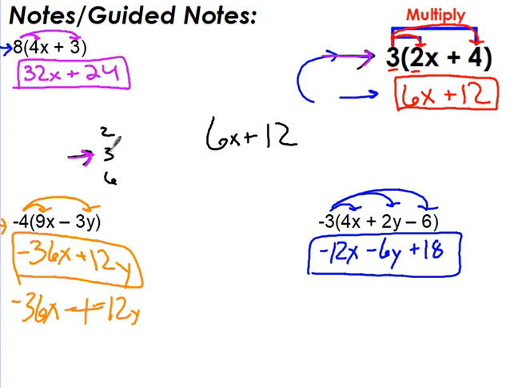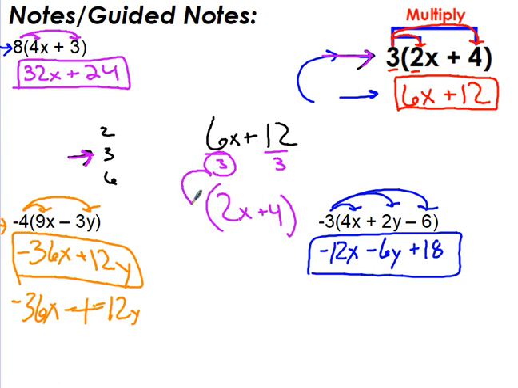Now when I divide them by 3, I do my division, so 6 divided by 3 is 2x, 12 divided by 3 is 4. But after I do that, I'm going to bring that 3 that I divided by to the outside. So this is really just 3 times 2x plus 4.